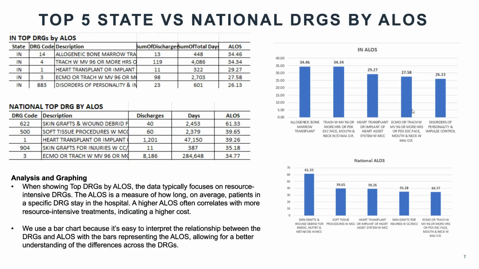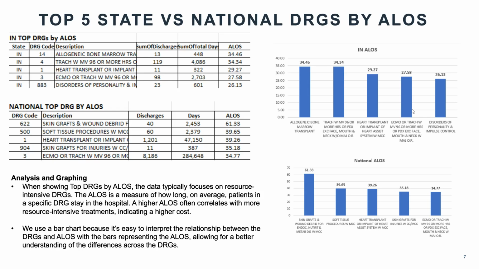All right, here's the top 5 state versus national DRGs by average length of stay. When showing the top DRGs by average length of stay, the data typically focuses on resource-intensive DRGs. The average length of stay is a measure of how long, on average, patients in a specific DRG stay in the hospital. A higher average length of stay often correlates with more resource-intensive treatments, indicating a higher cost.